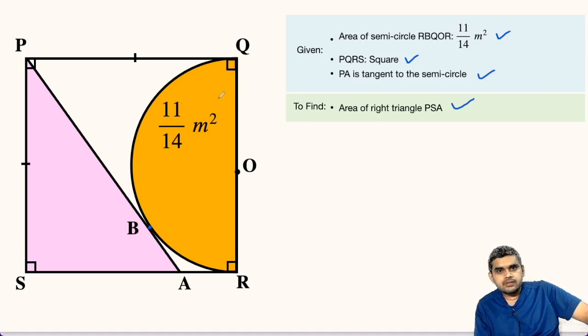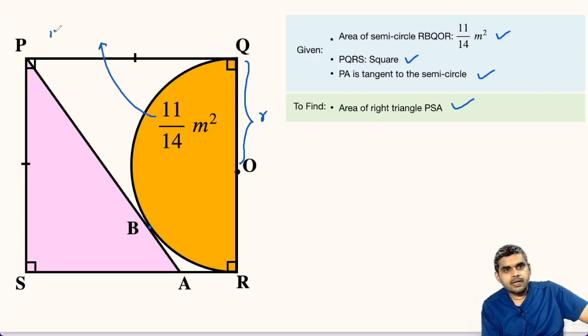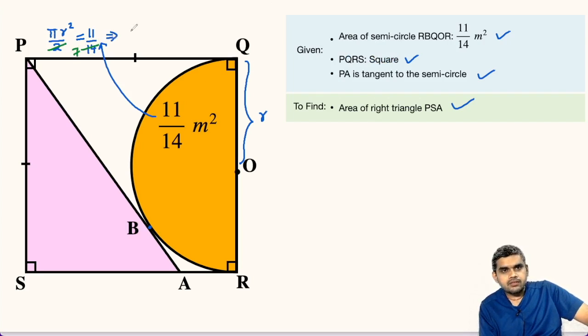So first of all, since the area of the semicircle is given, we can assume that the radius of this semicircle is small r. So we can write pi r square divided by 2, that means the area of the semicircle, is equal to 11 divided by 14. We can cancel this 7 times. So in place of pi, we can write 22 divided by 7 times r square is equal to 11 divided by 7.